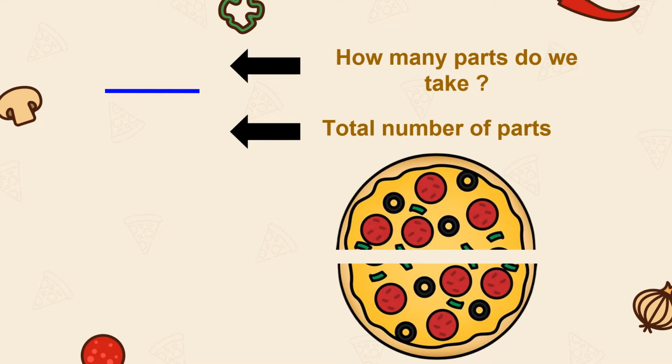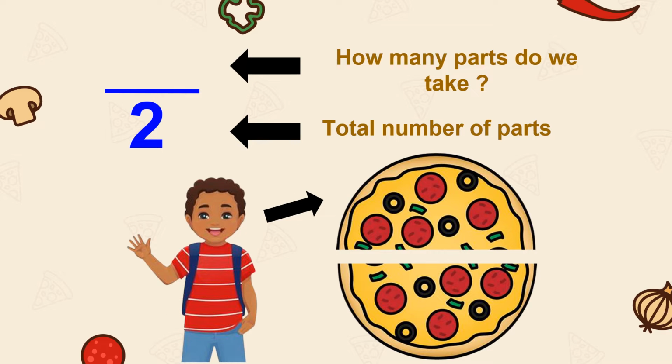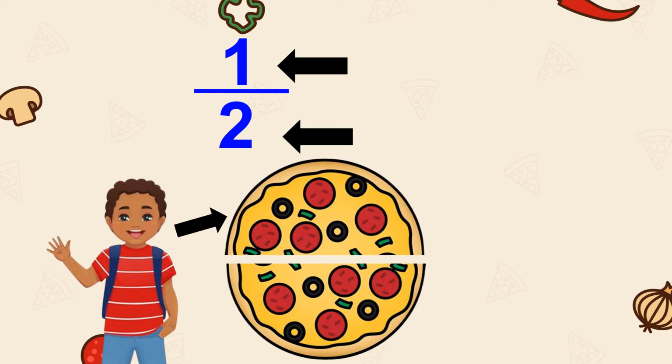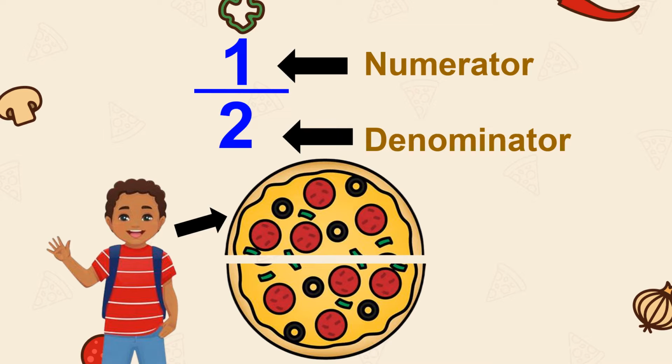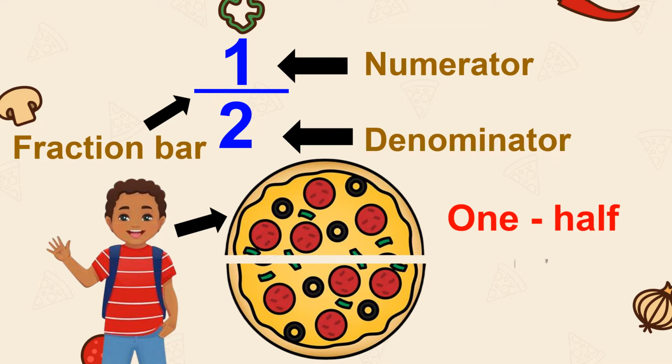Let's go back to our example. The total parts of pizza here are 2 parts. So we put 2 at the bottom, and Mark just takes 1 part. So Mark gets one half of the pizza. The bottom number of a fraction is called the denominator, and the top number of a fraction is called the numerator, and the line between two numbers is called the fraction bar. So we can call this fraction 1 half, or we can say 1 over 2.